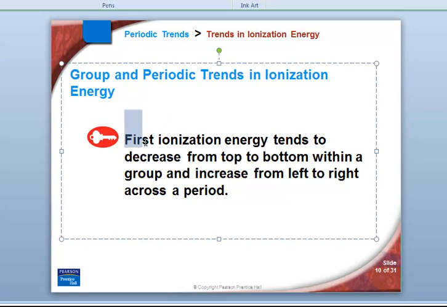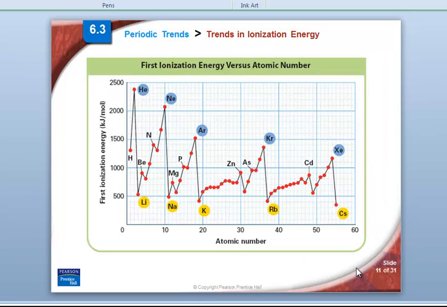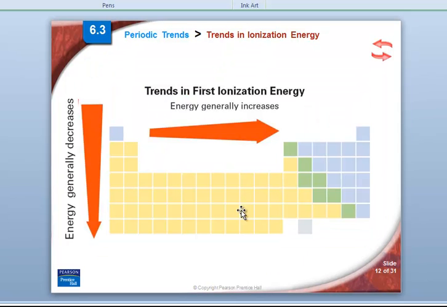We're just going to be talking about first ionization energies when we talk about trends. And the trend is, I think I'm going to skip right now to this slide. Basically, as you go down a group, as you saw earlier, the ionization energies decrease. So it gets easier and easier to remove that valence electron as you go down. Conversely, as you go from left to right, across a period, it gets harder and harder to take that valence electron off.